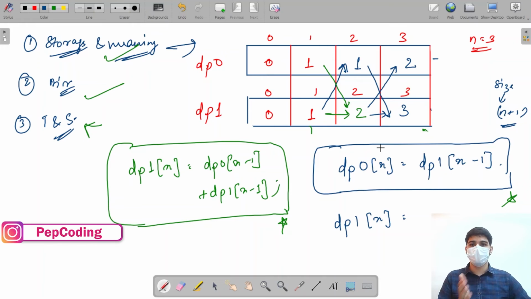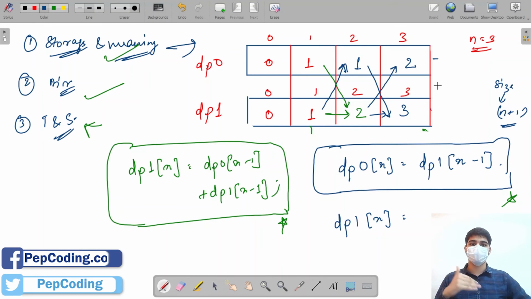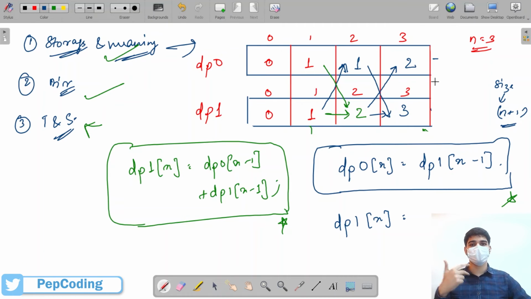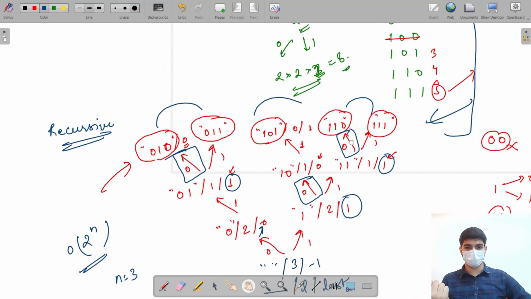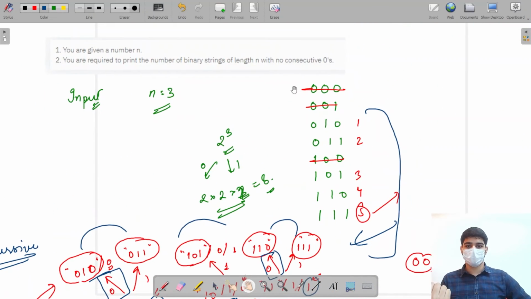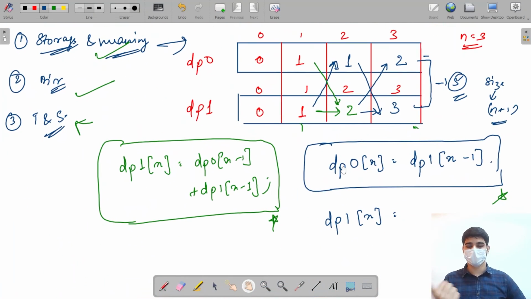And now that our DP is completely filled, what was our answer? Our answer was the addition of the last two digits at the last index. So 2 plus 3, which is 5, is our answer. For n equals 3, 5 was our answer. If you look at the recursive tree, or at the test case over here, 5 was our answer, right? I hope it's clear.